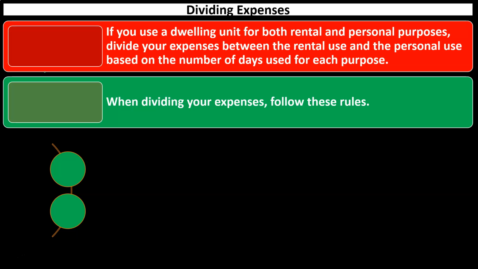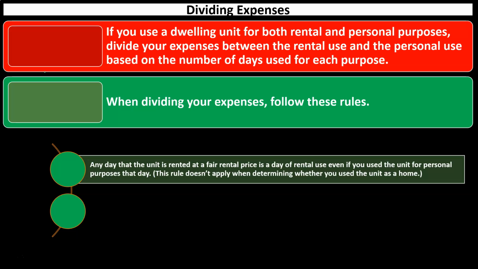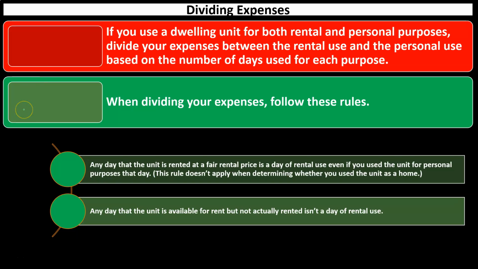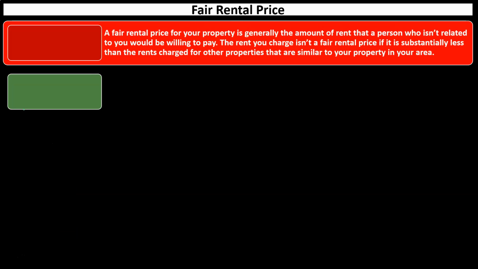So when dividing your expenses, allow these rules. Any day that the unit is rented at a fair rental price is a day of rental use, even if you use the unit for personal purposes that day. So once again, any day that the unit is rented at a fair rental price. This rule doesn't apply when determining whether you use the unit as a home. And then any day that the unit is available for rent but not actually rented isn't a day of rental use. So if it was available for rent but not actually rented, then it's not going to be included, they're saying, as a day of rental use.